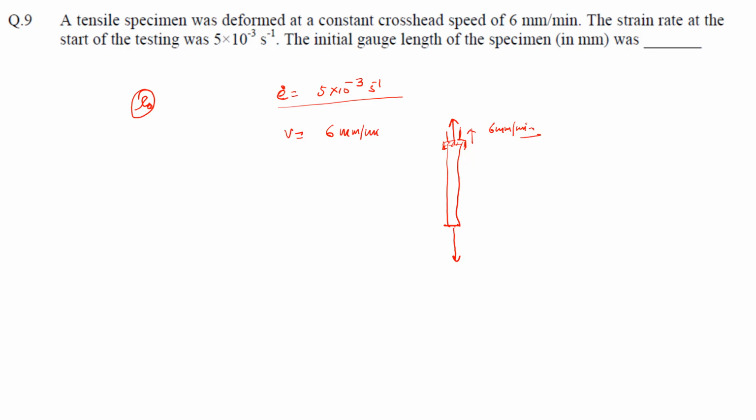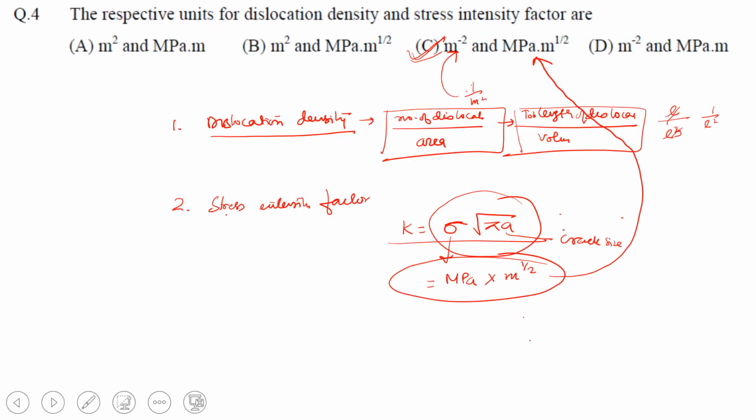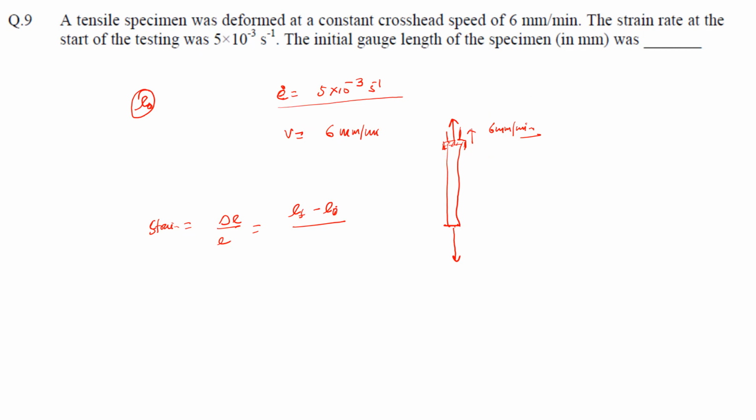Okay. So we know strain equal to delta L by L. So delta L, change in the length. So L final minus L initial by L initial. L initial is how much? We have taken it as L naught. So let us take L naught.